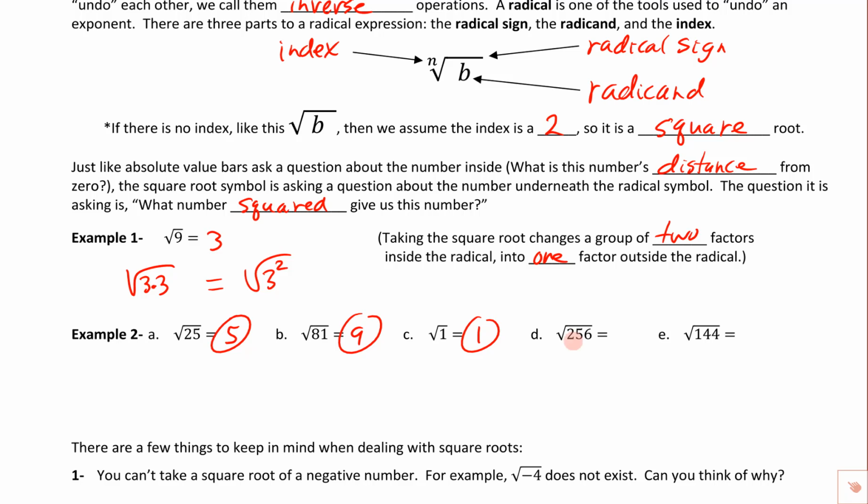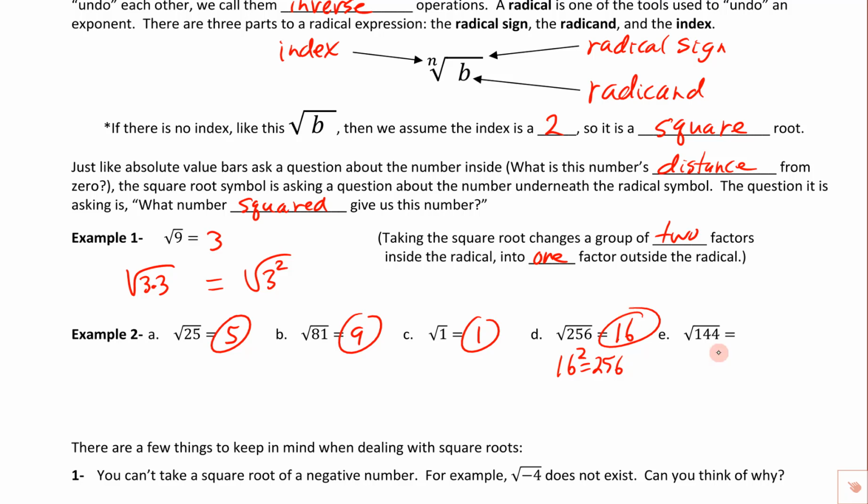These are a little bit more difficult. 256, do you remember what that is on your list? 256. That is a perfect square of 16. So if I take 16 and I square it, I get 256. So the answer on this one is 16. And notice this backwards relationship. If I take 16 and I square it, I get 256. If I take the square root of 256, I get right back to 16, and that's why we call these inverse operations of each other.